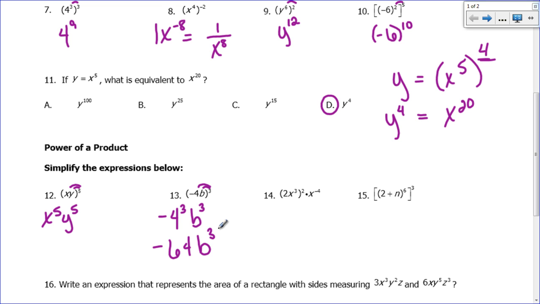Now when you run across a problem like number 14, it combines both the power of a product rule, where I have to distribute the exponent, and then the first rule we learned where we have to add the exponent. So order of operation says we always take care of parentheses first, so that's what we're going to do. I have to distribute it to everything. So this becomes 2 squared x to the 6th, because I have to multiply, times x to the -4. Well, then we'll simplify. 2 squared is 4. And now I have like bases with exponents, so I'm going to add up my exponents. So I end up with 6 plus -4, which is x squared.